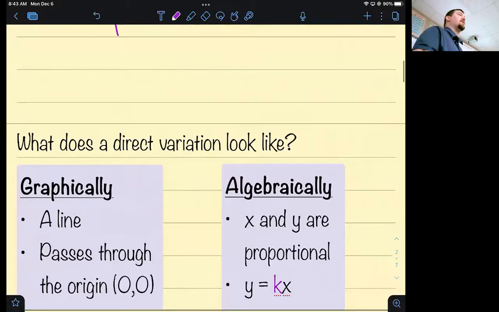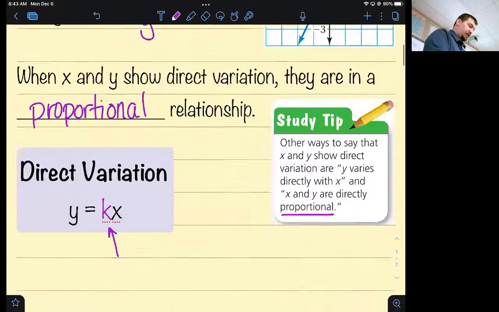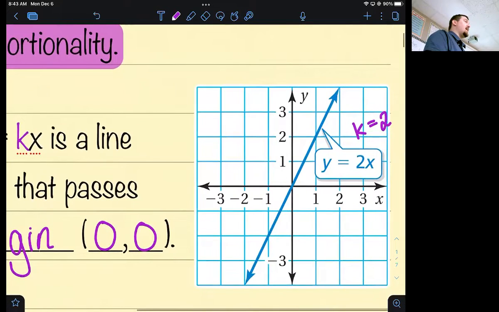Okay, what does a direct variation look like? Well, if you look at a graph, you're going to see a line, and that line's going to pass through the origin, just like this one did. If you have a line and it passes through the origin, you have a direct variation, which means every point on that line is proportional to all the other points.